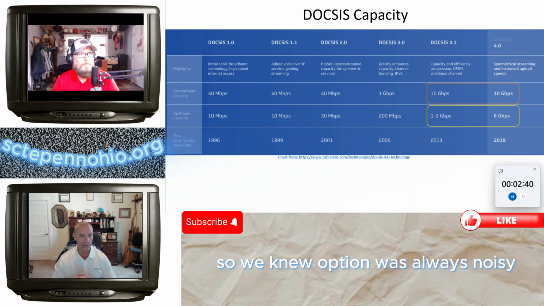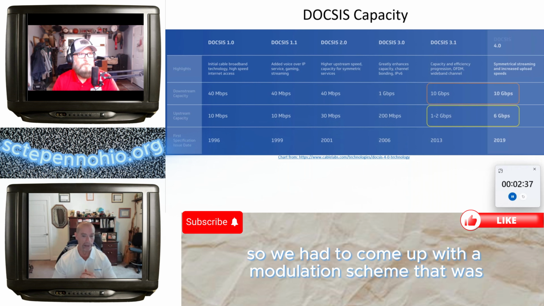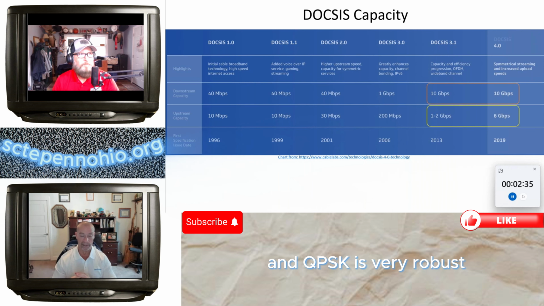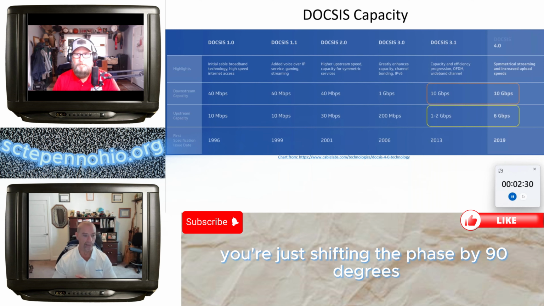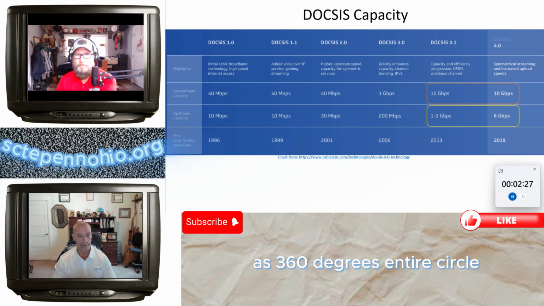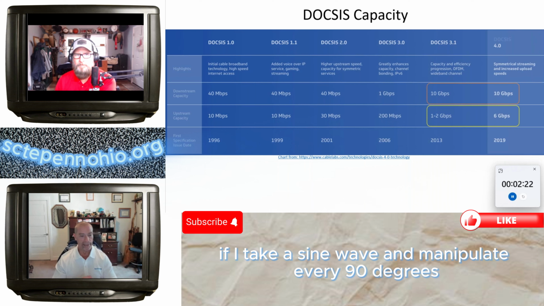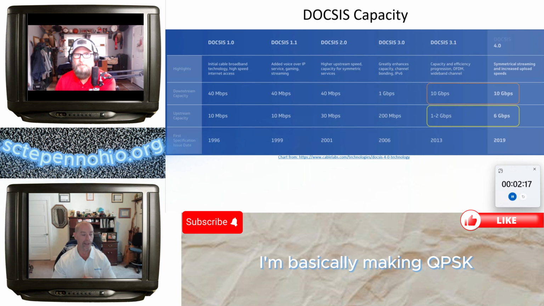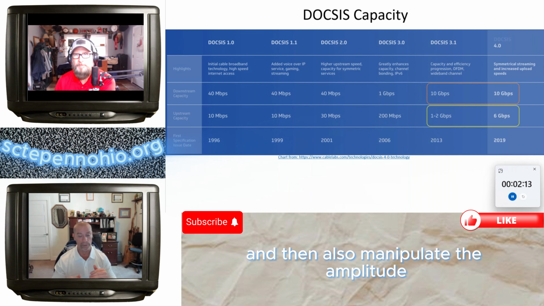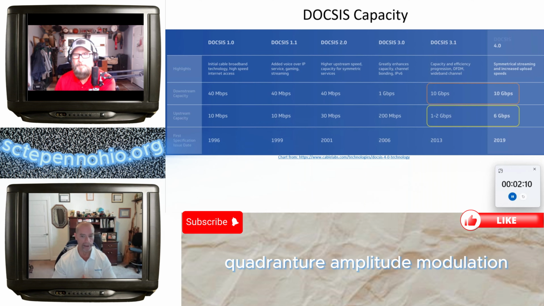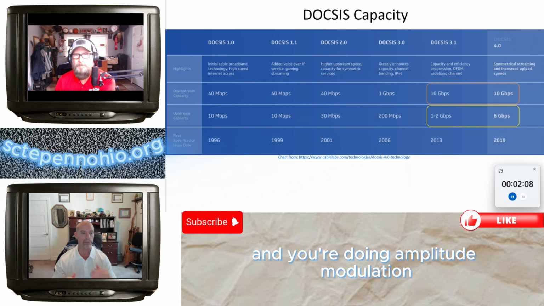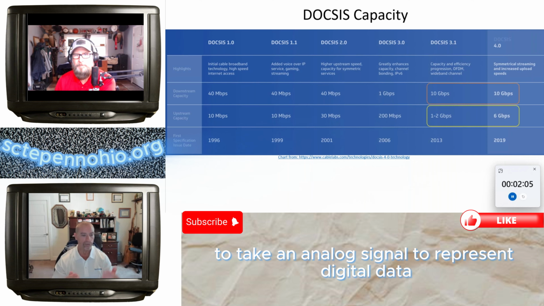We knew upstream was always noisy, so we had to come up with a modulation scheme that was very robust. And QPSK is very robust. Quadrature phase shift keying, you're just shifting the phase by 90 degrees. Quadrature means 4. There's 360 degrees in an entire circle, so 1/4 of 360 is 90. If I take a sine wave and manipulate it every 90 degrees, I'm basically making quadrature phase shift keying. If I take that phase and shift it and then also manipulate the amplitude, that's QAM, quadrature amplitude modulation. You're doing the phase shifting and amplitude modulation to take an analog signal to represent digital data.